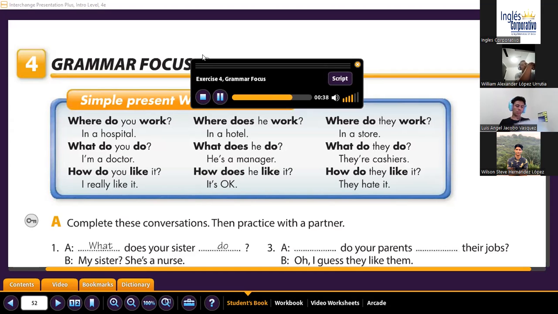Where do they work? In a store. What do they do? They're cashiers. How do they like it? They hate it. They hate it, right? Lo odian. They hate it. No le gusta, right? Now again, please. Again. Page 52, exercise 4, grammar focus.